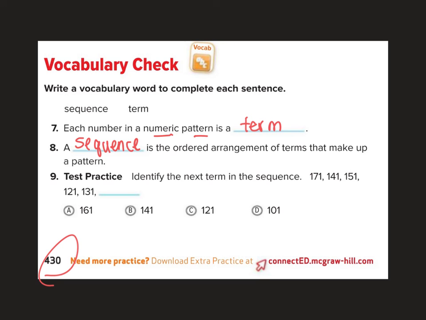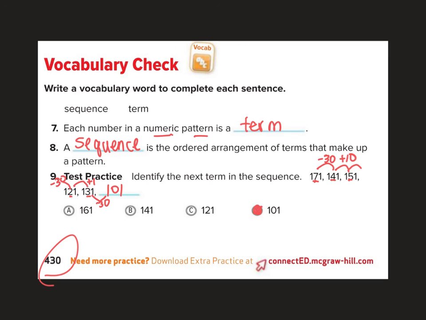Okay. Test practice. Identify the next term in the sequence. I'm noticing when I'm looking at this, only the tens place is changing. What? 121, 131? Okay, let's see. So I went from 70 down to 30. So I subtracted 40. I subtracted 30. Then I added 10. So I went from 5 down to 2, which would be subtracting 30. And then I went back up to 10. So now my next one's going to be subtracting 30. So it should be 101.